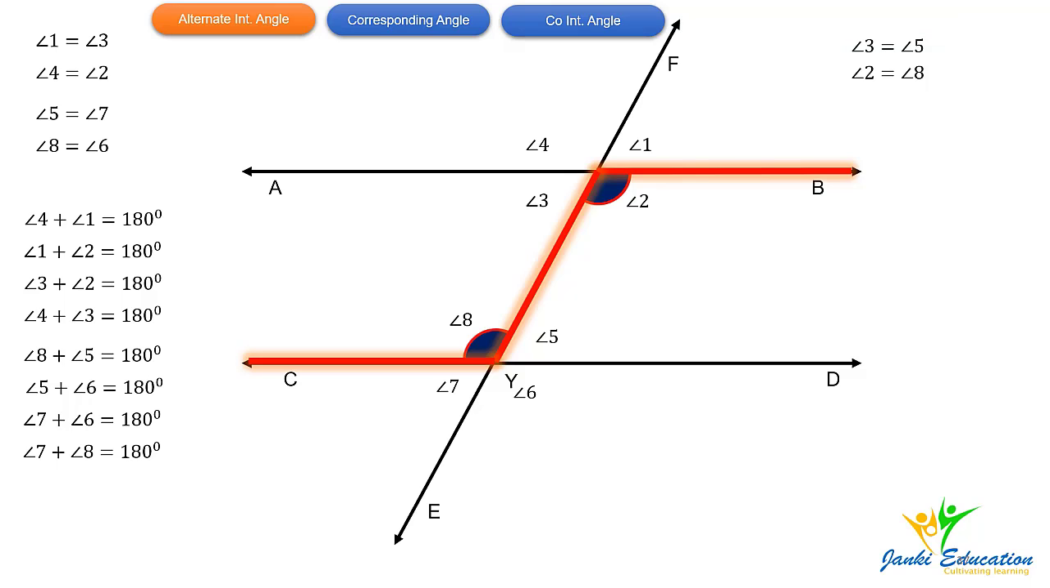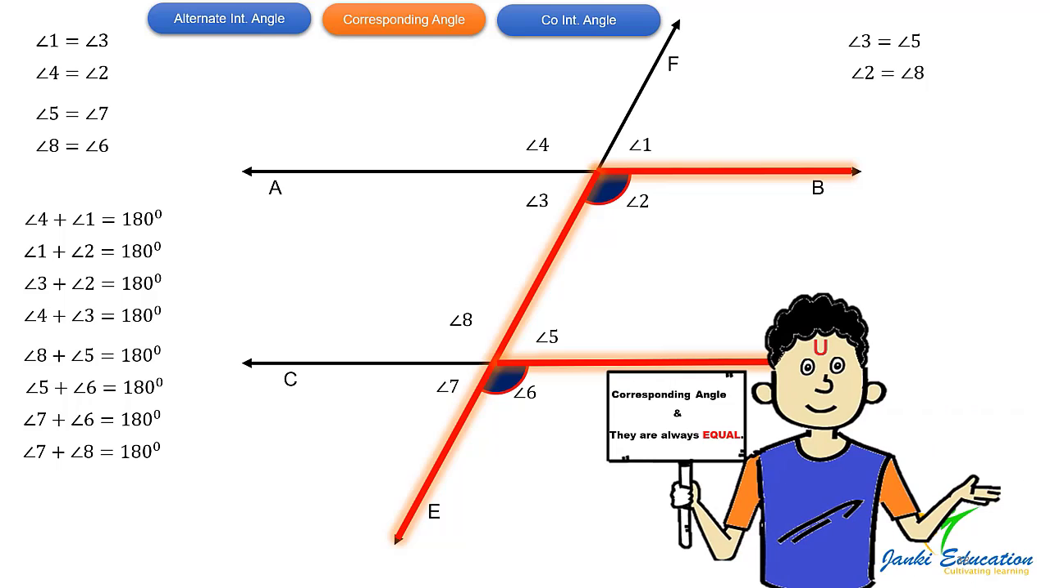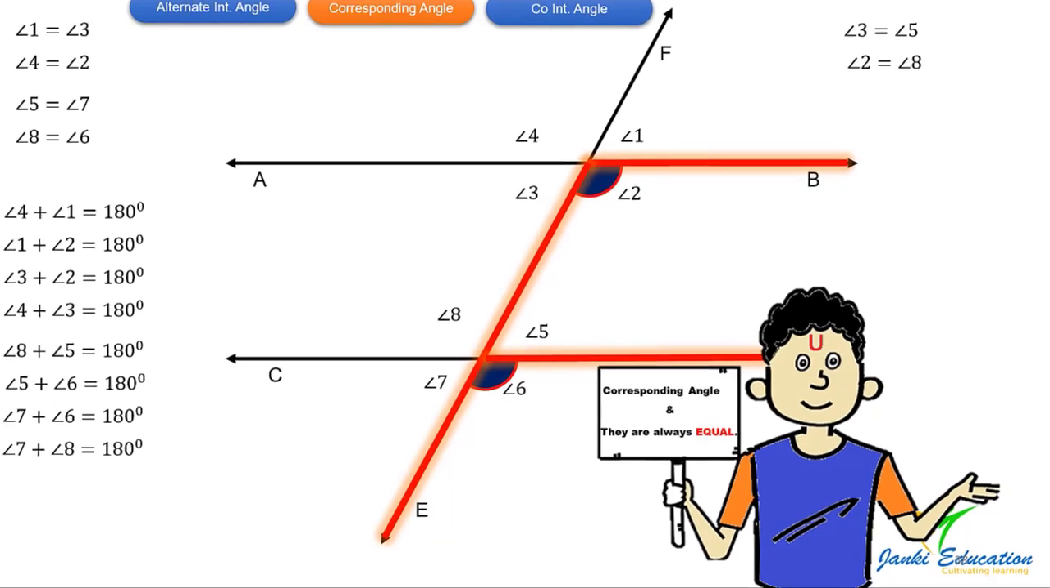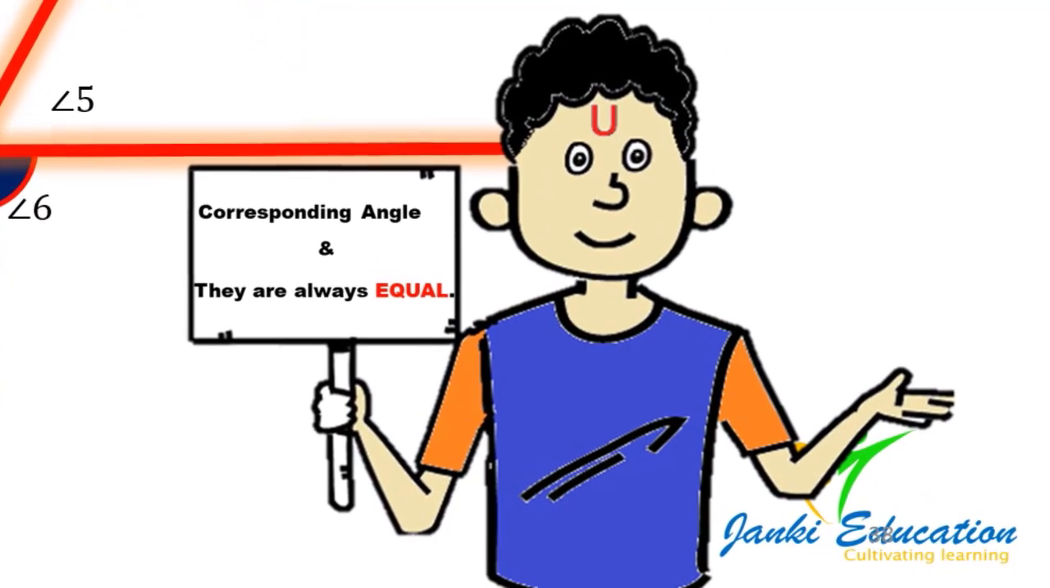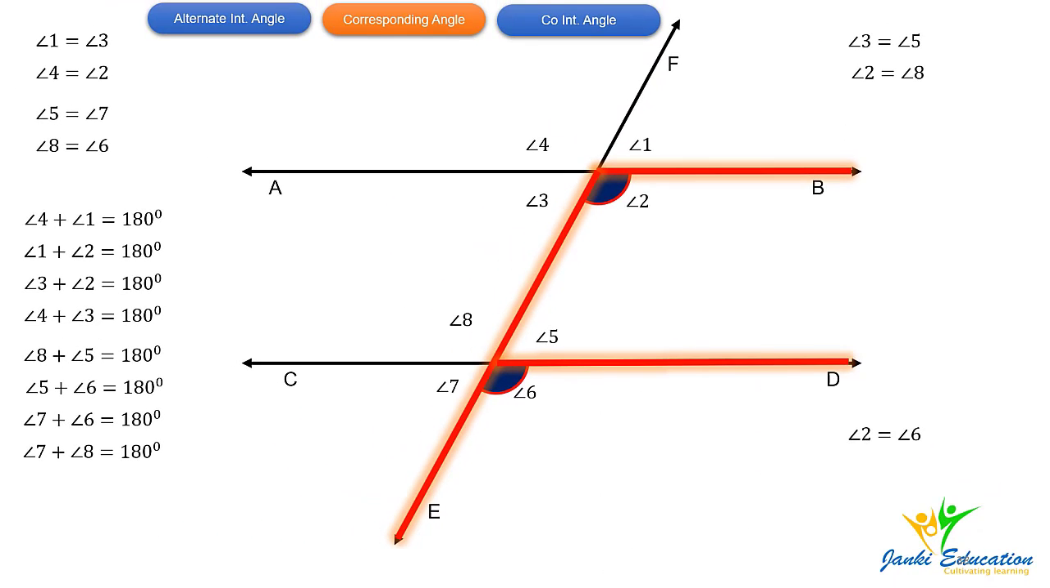Same way here, check out this one. Follow the path of this finger. It gives you which shape? F shape, right? Here two angles are being formed. And you know that corresponding angles are always equal. So angle 2 is equal to angle 6. Here you can see angle 2 is equal to angle 6.